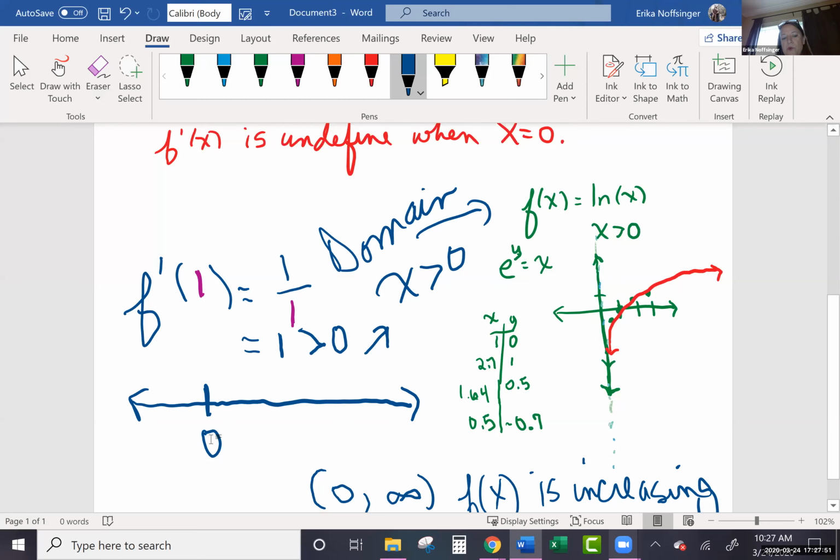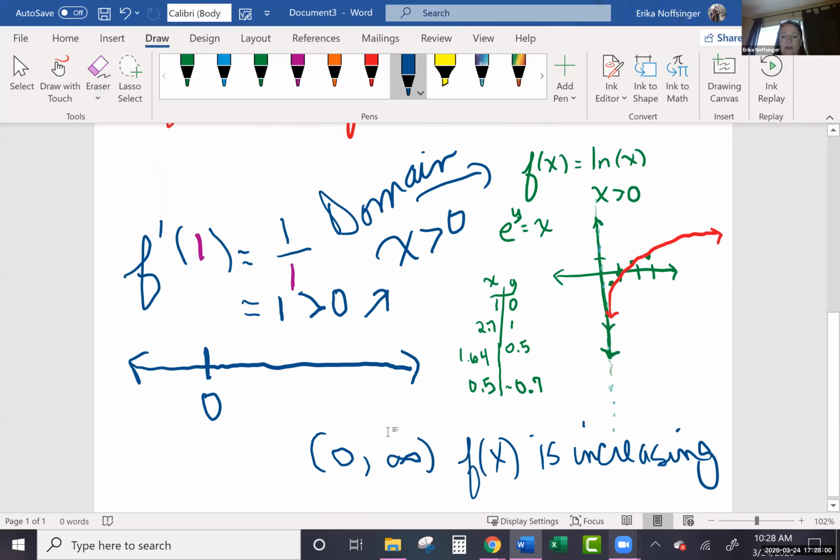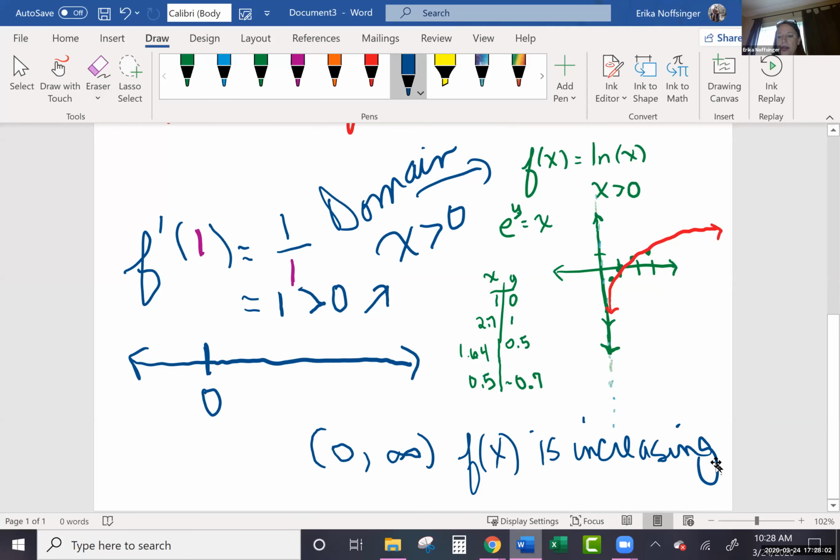A derivative that is positive tells us the function is increasing there. And since there was only one critical number, we can say it's strictly increasing on the interval to the right of 0, which is 0 to infinity, not including 0. We just finished that, and we're going to look at one more example from the homework right now.